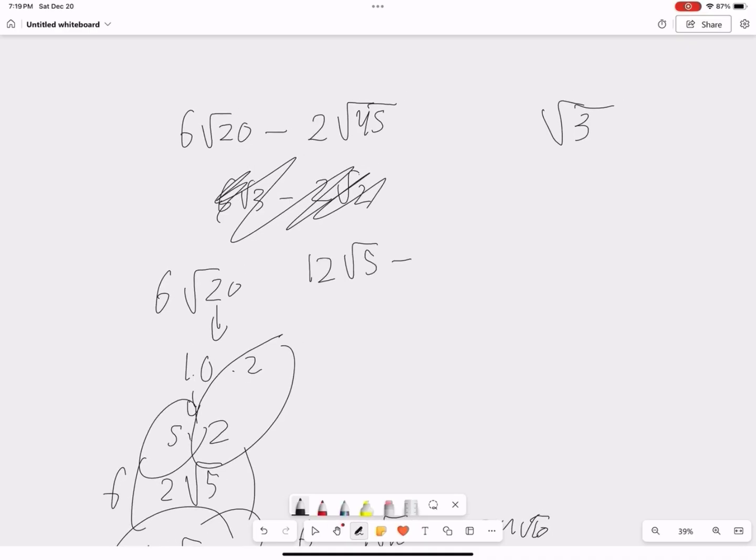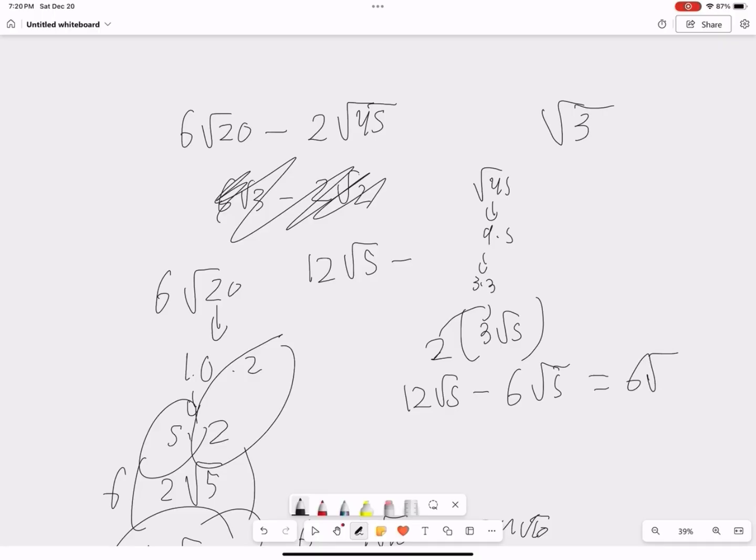minus, let's do the 45 one. So this becomes 9 times 5 and 3 times 3. So then this becomes 3 root 5. We have the 2, so it becomes 12 root 5 minus 6 root 5. Now notice when we did that, now we can apply the identity. So this becomes 6 root 5.